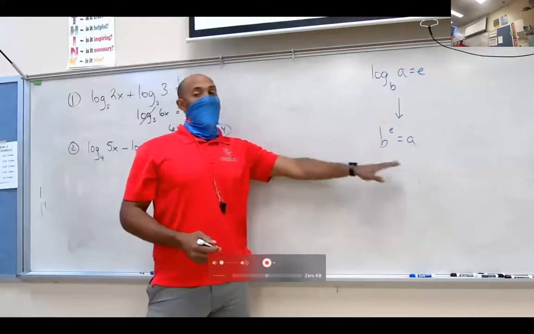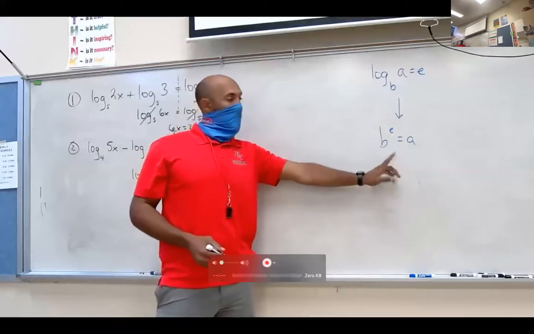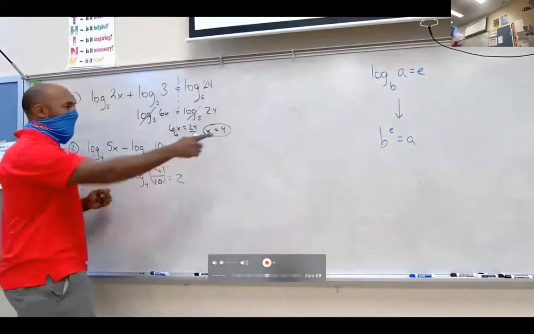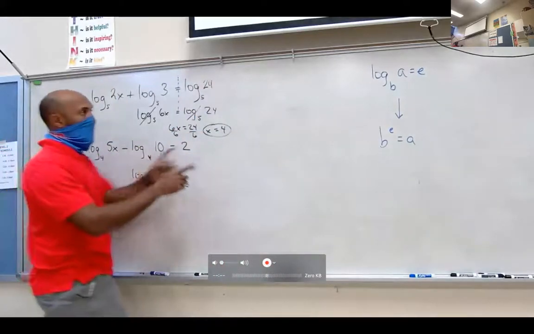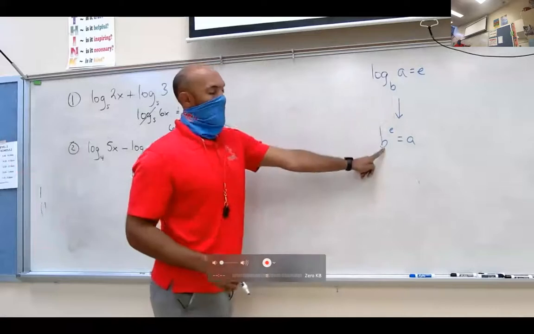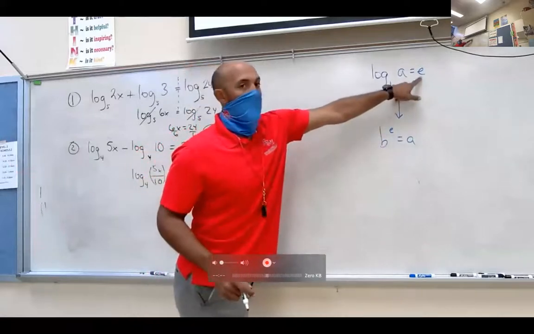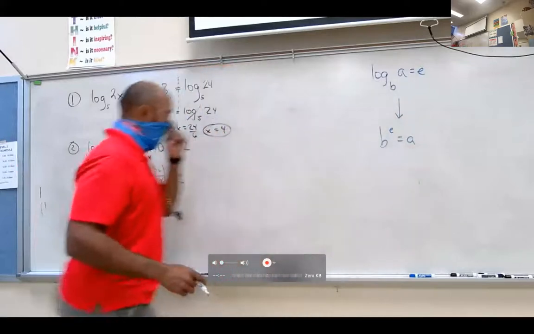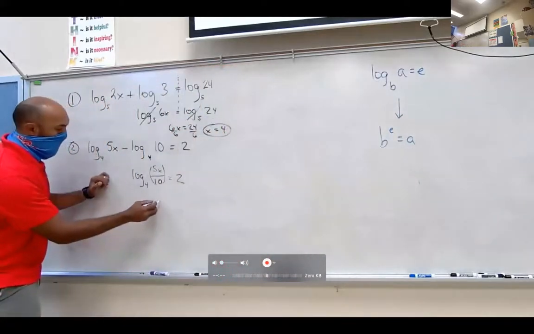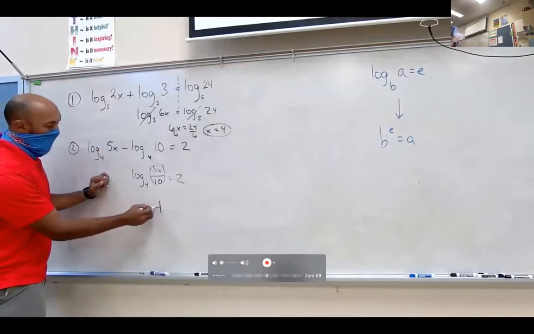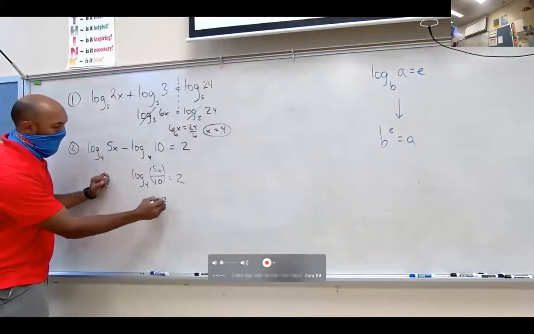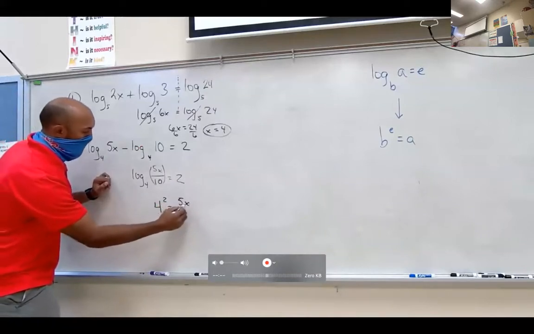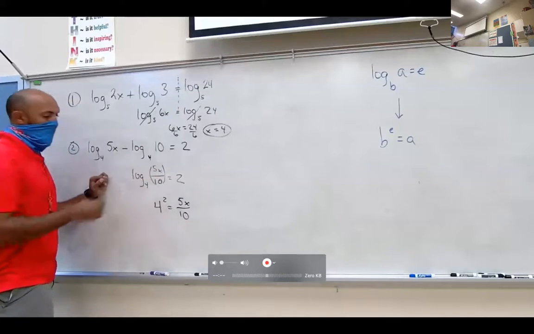Log and exponential. Okay, that's why it's an exponent, because it's called exponential. So basically, I'm going to put it in that form. So the b becomes the base. The e, the number over here, becomes the exponent, and then the a goes on the other side. So the base would be what? 4. What's the exponent? 2. And then this would be equal to what? 5x over 10. That's the a part.